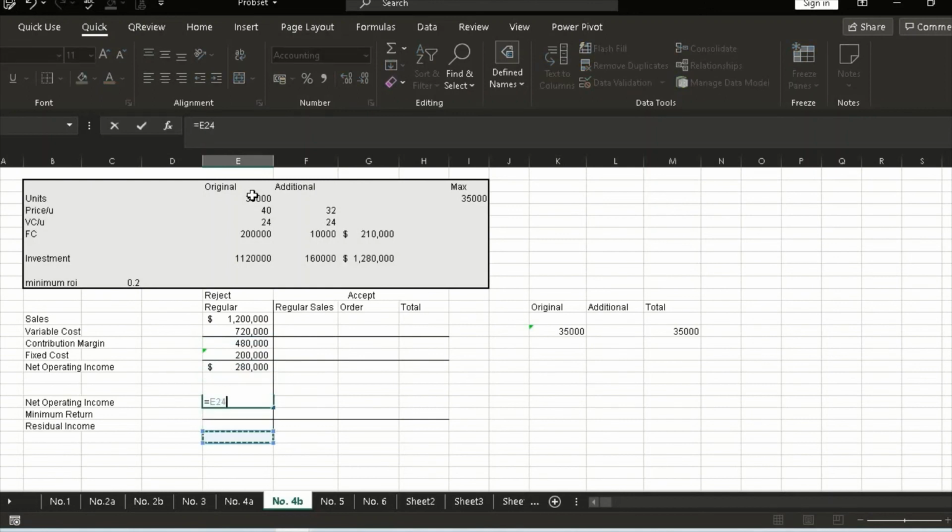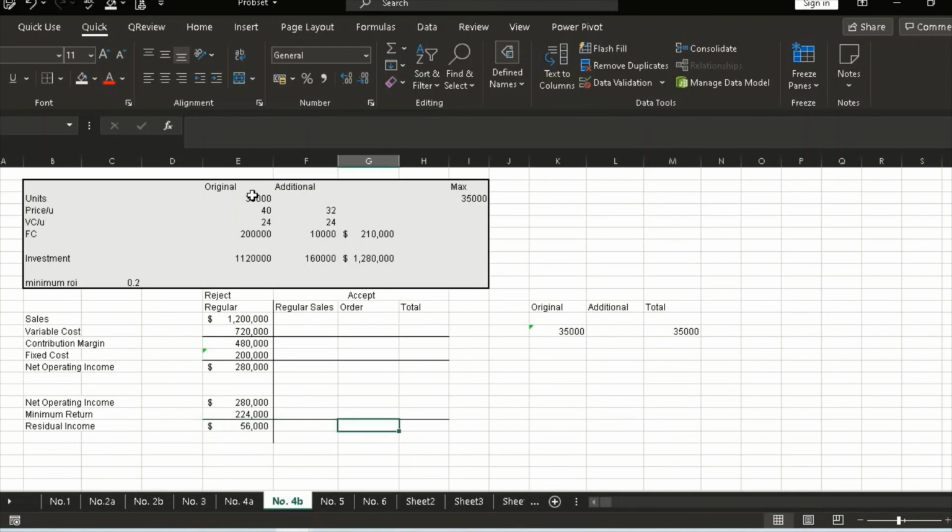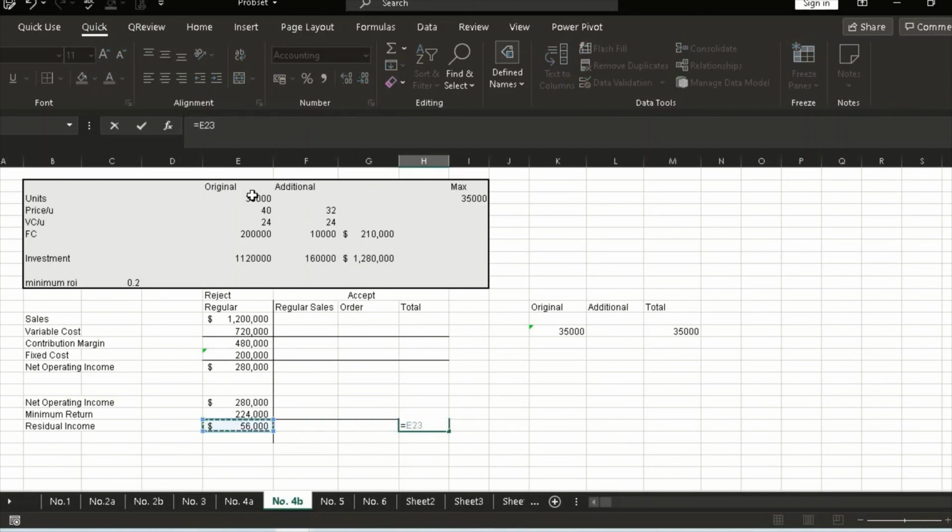From our net operating income, we're going to deduct the minimum return, which is 20% of the investment on our regular sales. We have a residual income of 56,000. According to the problem, we must maintain this. So even if we accept, we must still have a residual income of 56,000.